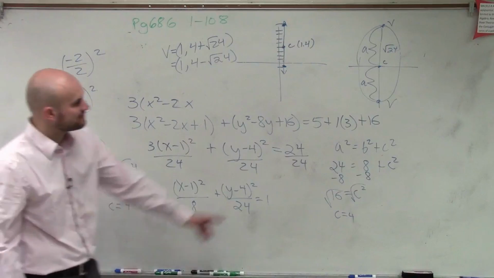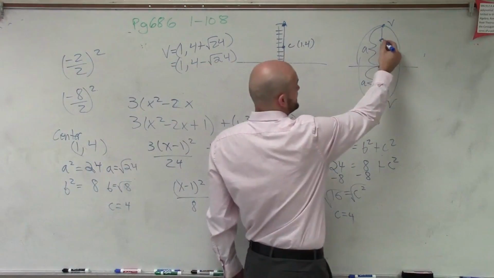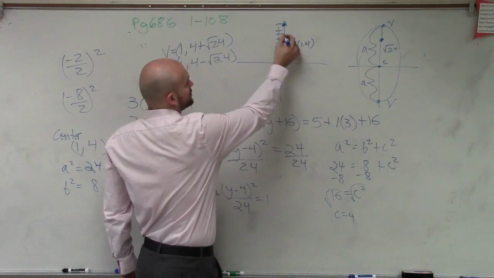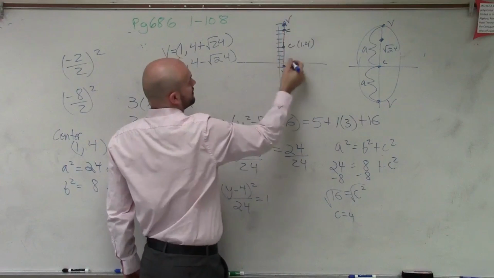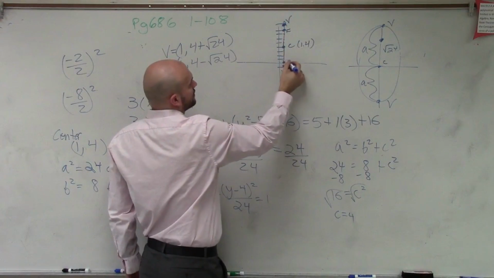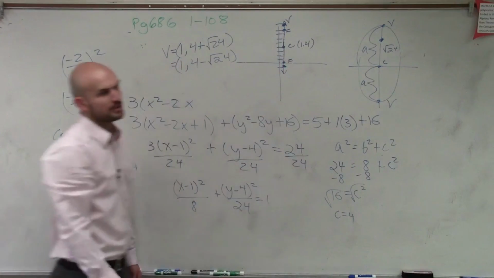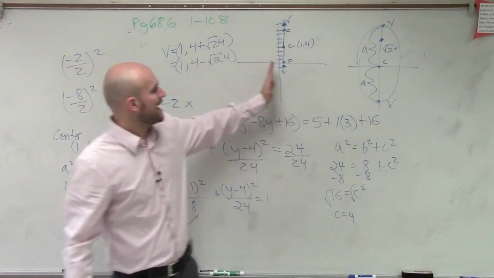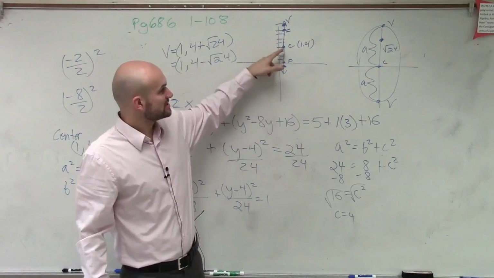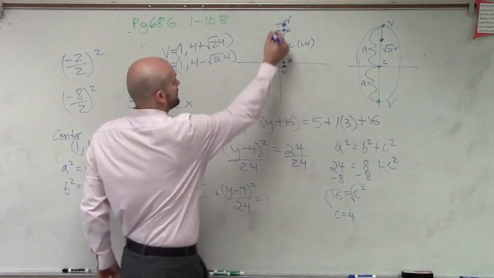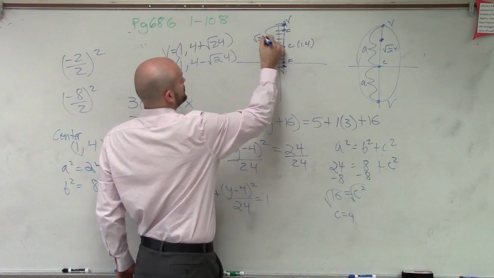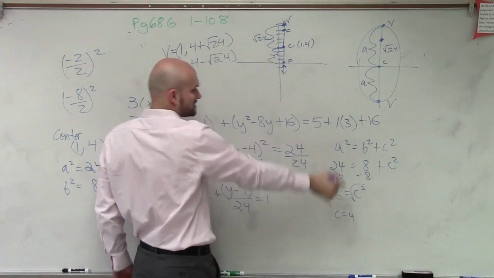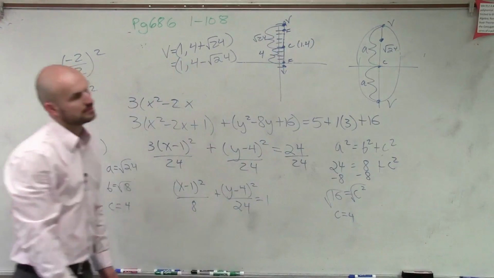Then I need to determine my foci. Now my focus is a distance of c. Since we're adding plus or minus c, I'm going to go up 4, 1, 2, 3, 4. That's going to be my focus. And down 4, 1, 2, 3, 4. Remember, your center, your vertices, and your foci all lie on the major axis of symmetry. Notice the distance from the center to my vertex is the square root of 24. The distance from my center to my foci was 4. All right?